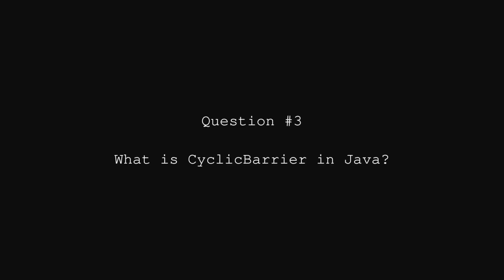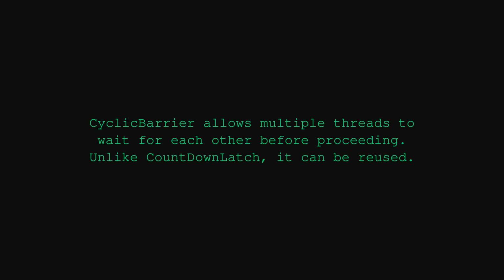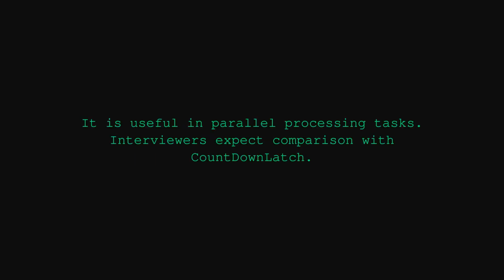This is a very tricky Java multithreading question. What is CyclicBarrier in Java? CyclicBarrier allows multiple threads to wait for each other before proceeding. Unlike CountDownLatch, it can be reused. It is useful in parallel processing tasks. Interviewers expect comparison between CountDownLatch and CyclicBarrier.